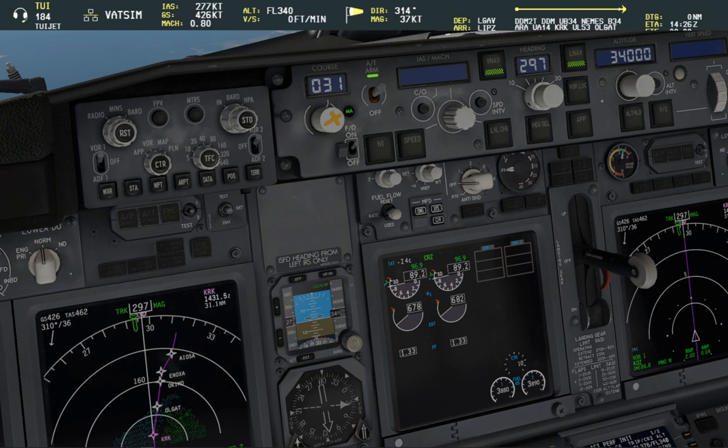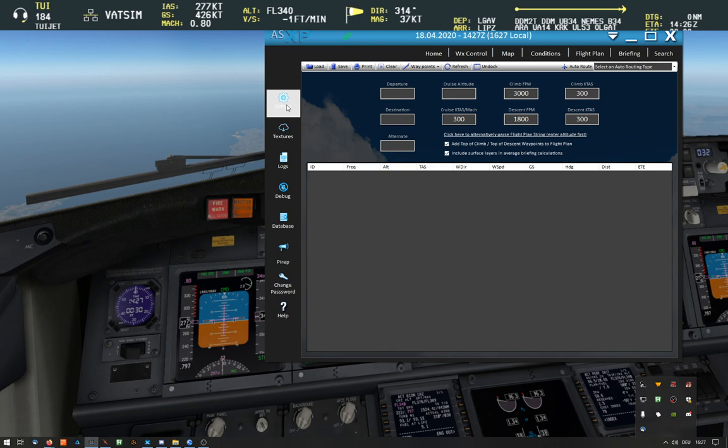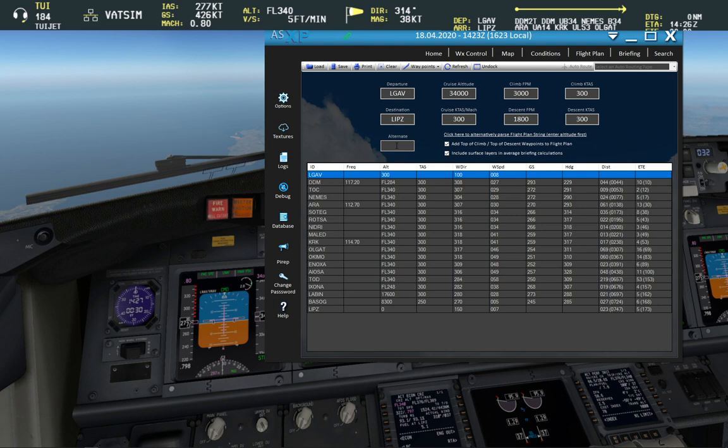Come on, give me zero. Otherwise, we switch off now. Off, yeah. Probably there's more headwind. Let's have a look at our weather program. Flight plan load. LGAV to LIPZ. There we go. Briefing.